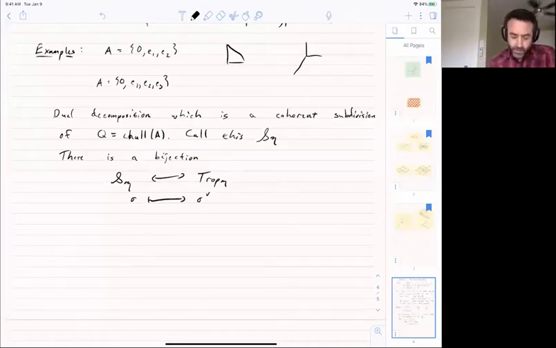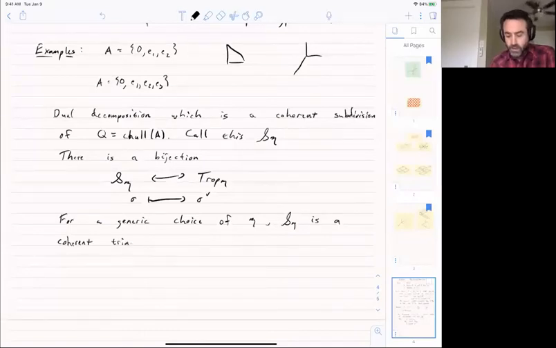So now what is generic? So for generic choice of eta, this subdivision is a triangulation. And what I want to do is I'm going to assume that, and then I want to construct several different structures from this. So let's assume this.